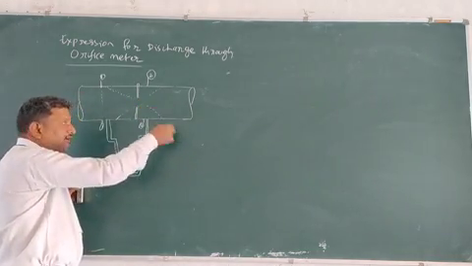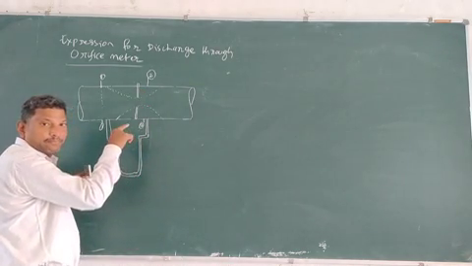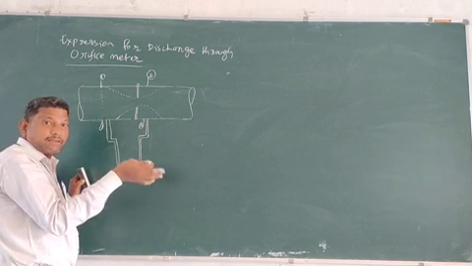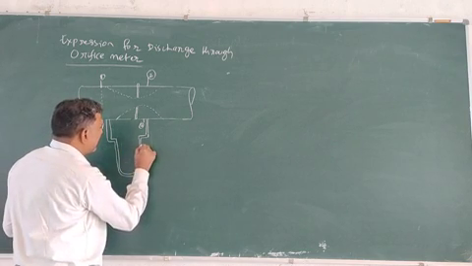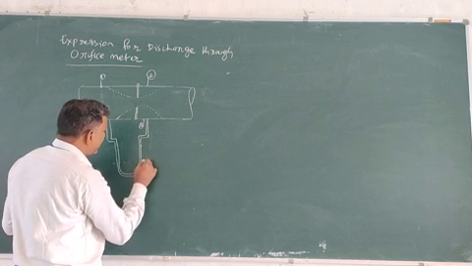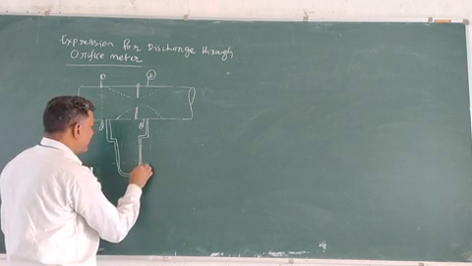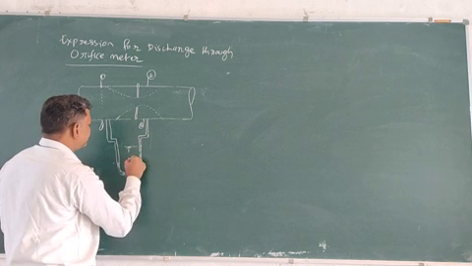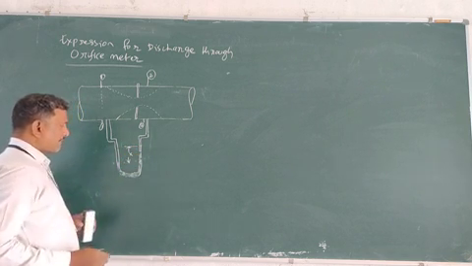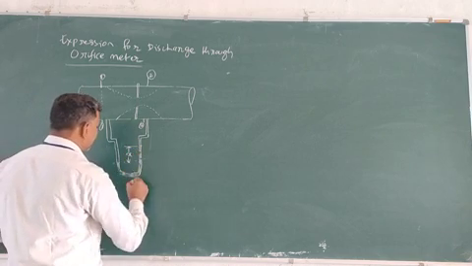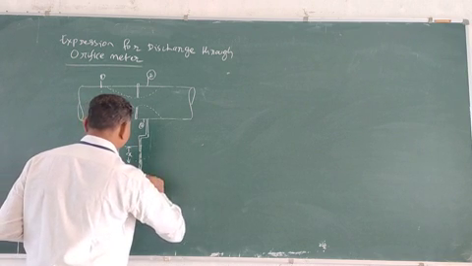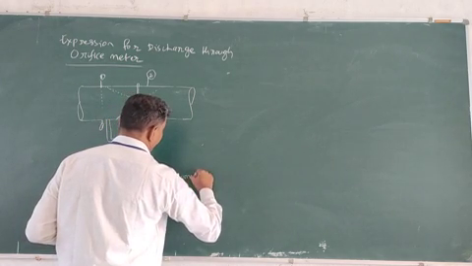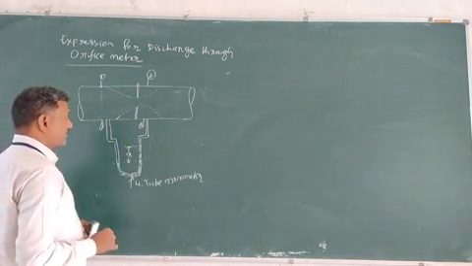Here the diameter is less, so velocity will be more. Velocity is increasing, which means pressure will decrease. Therefore, the manometric fluid flows into the left side. This is the difference in manometric level. This is the U-tube manometer.